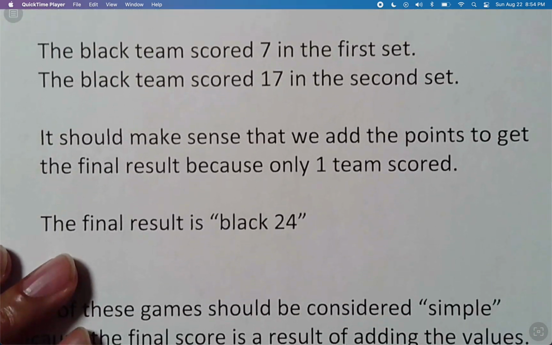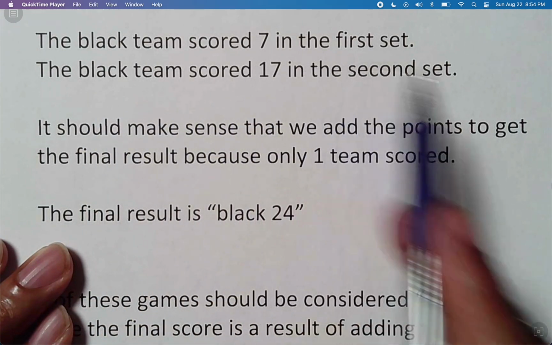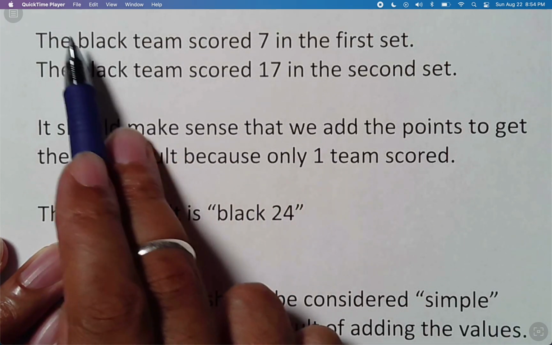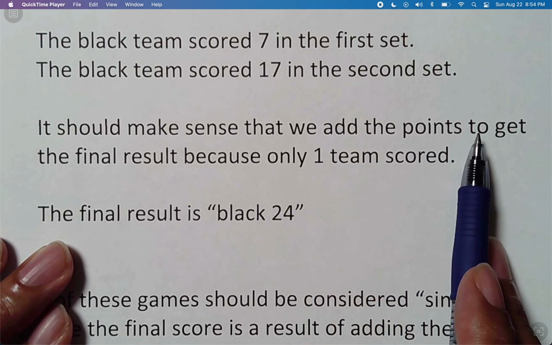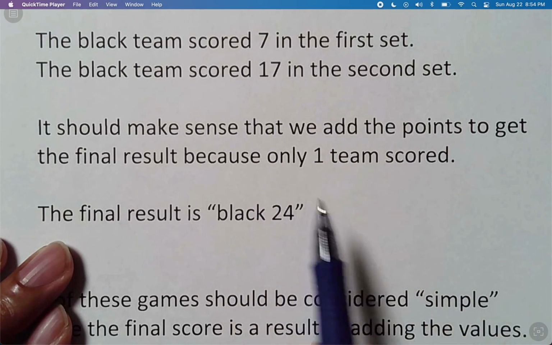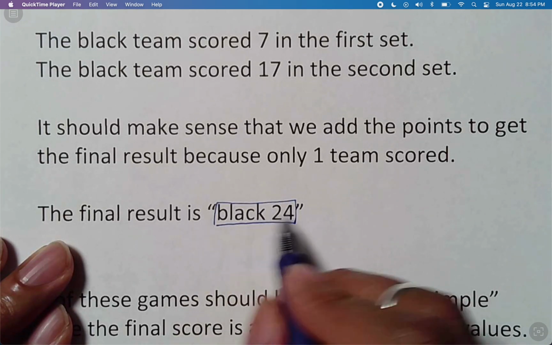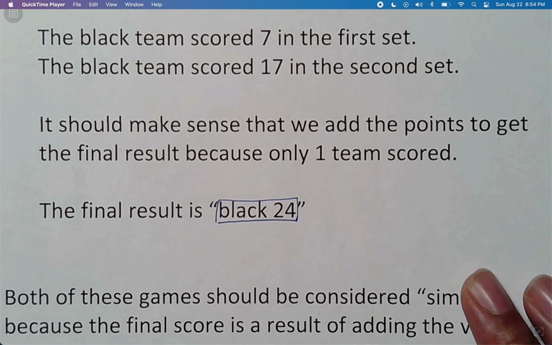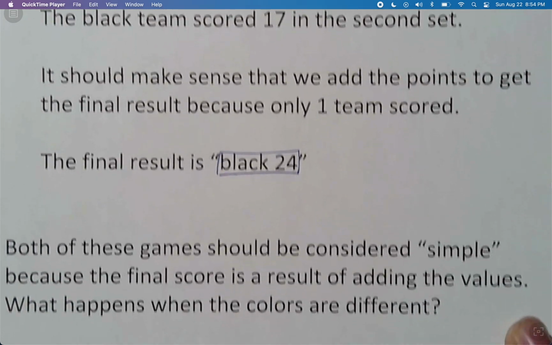But I guess that's not this because I didn't read ahead. Black team scored 7 in the first set. Black team scored 17 in the second set. Again, the only team that scored is the black team, which means that all we really have to do is add them up. 7 and 17 makes 24. But again, the name is important because the black team won by 24 because again they scored 24 more points than the other team.